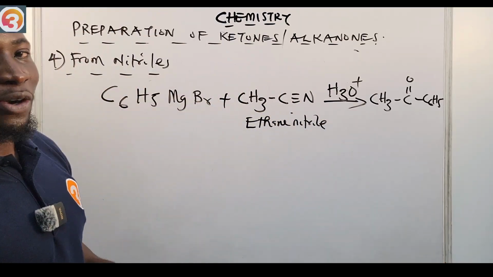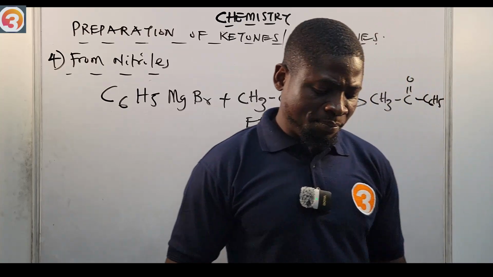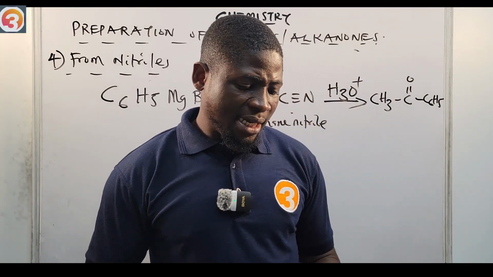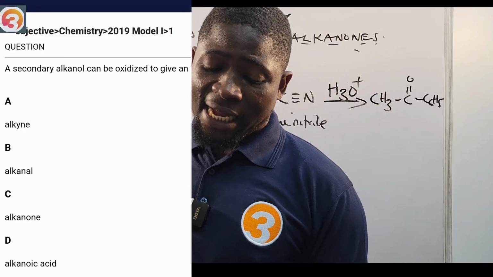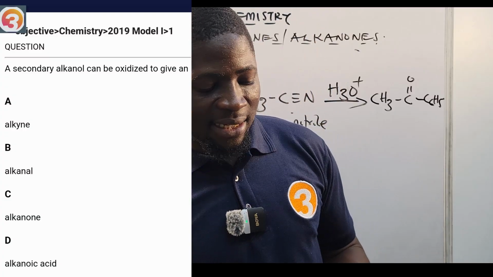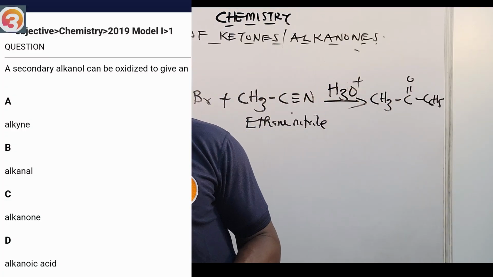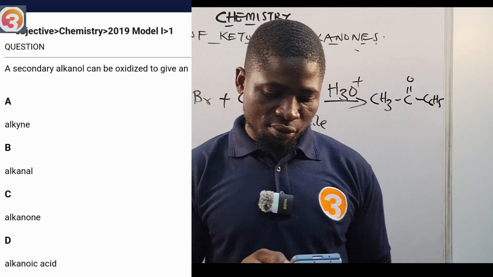So let us go to the application and take some questions, and we are done with this class. This is 2019 number 1 question we're looking at. It says a secondary alkanol can be oxidized to give: A, alkyne; B, alkanal; C, alkanone; D, alkanoic acid. Obviously, a secondary alcohol will get oxidized to an alkanone or a ketone. So our correct answer will be option C.